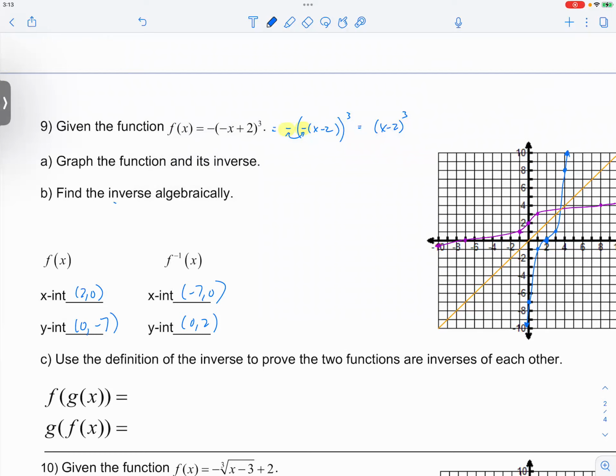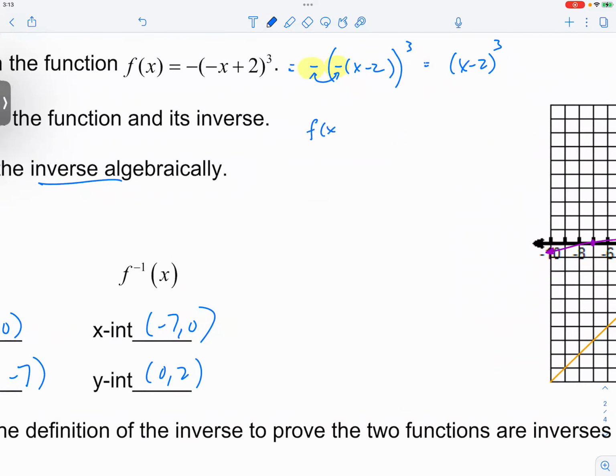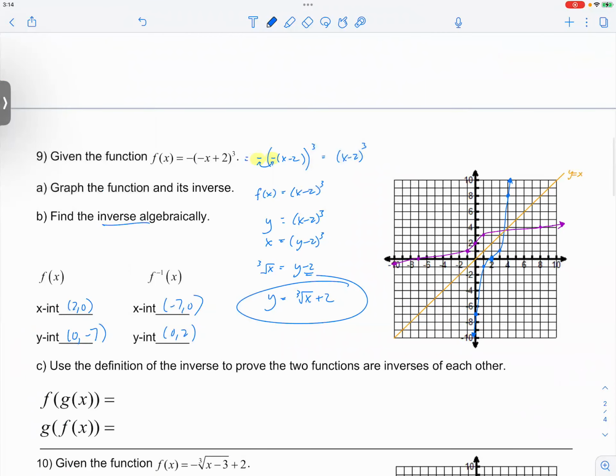All right, and the next thing is we need to find the inverse algebraically. Okay, and for convenience, we are going to use the simplified version of the function to get it. So we have this, we switch to x and y, and then we cube root both sides to remove the cube, and then y is equal to the cube root of x plus 2. We move the minus 2 over, that becomes a plus 2, and there we go. Okay, so there we have it.